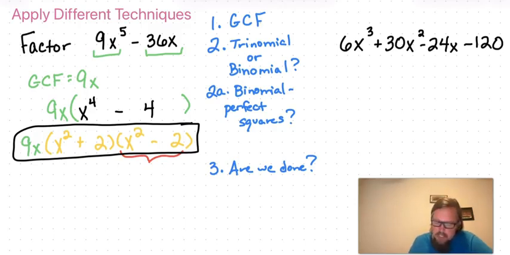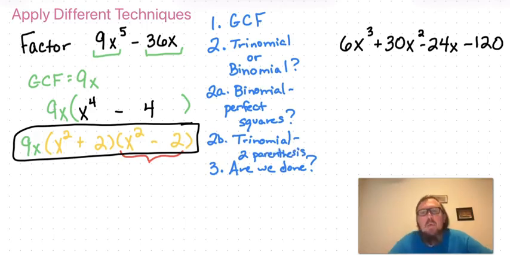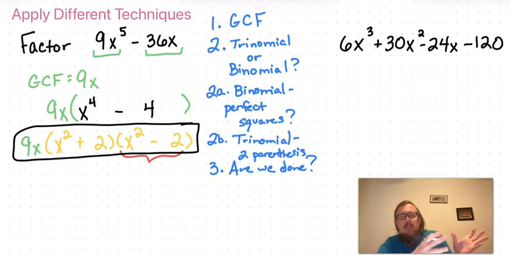Now, part 2b, if this had been a trinomial, then we're going to go to our two parentheses. And the two parentheses, that's another ball of wax. When we have our two parentheses, we would look for, is there a leading coefficient? Is it like a 3x squared, or is it just x squared? And so we've got a couple of different techniques for trinomials.